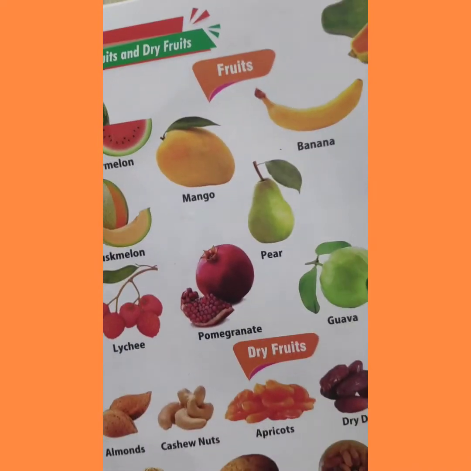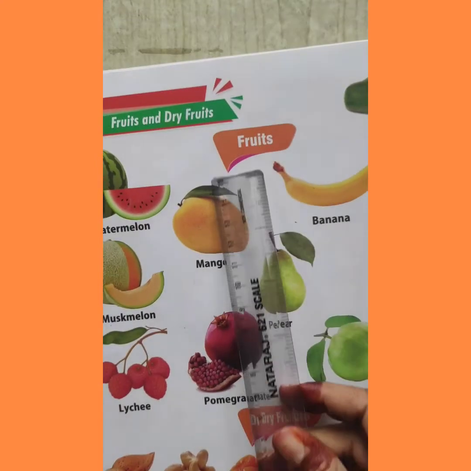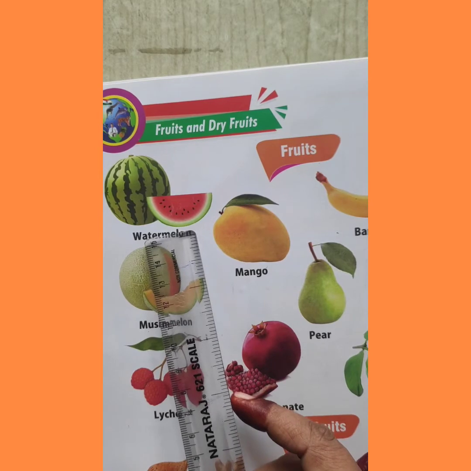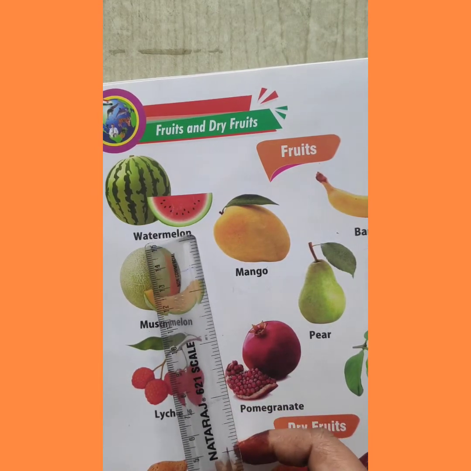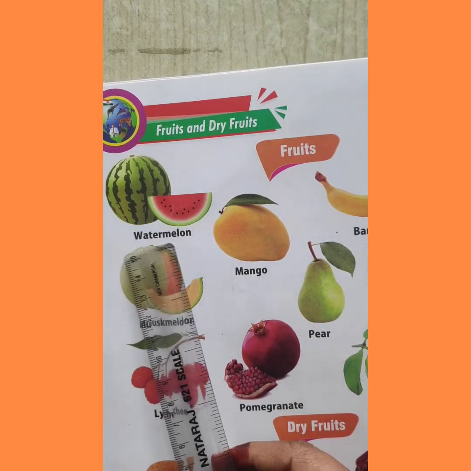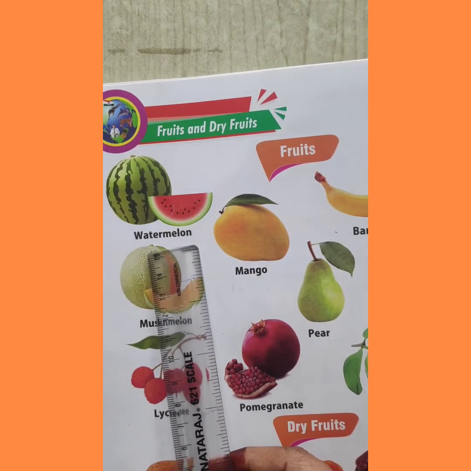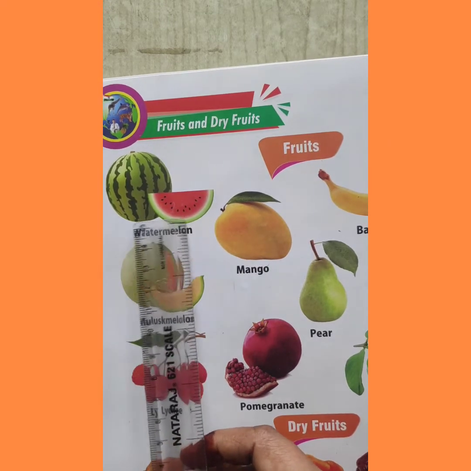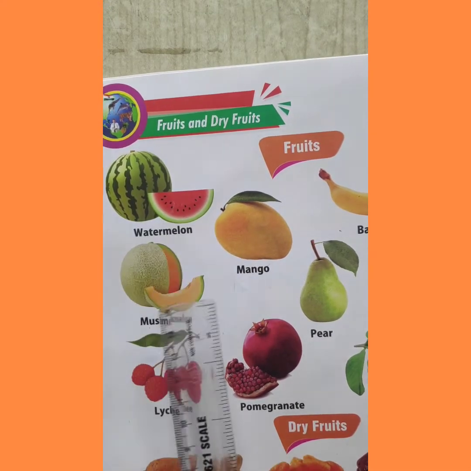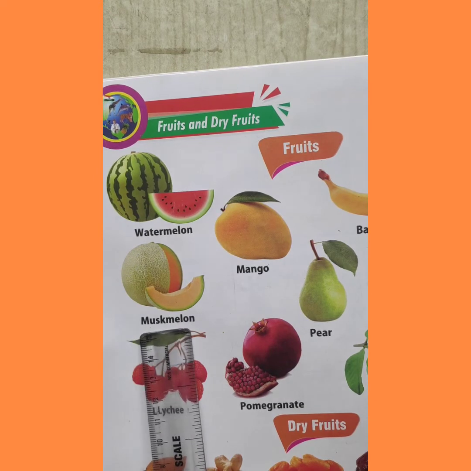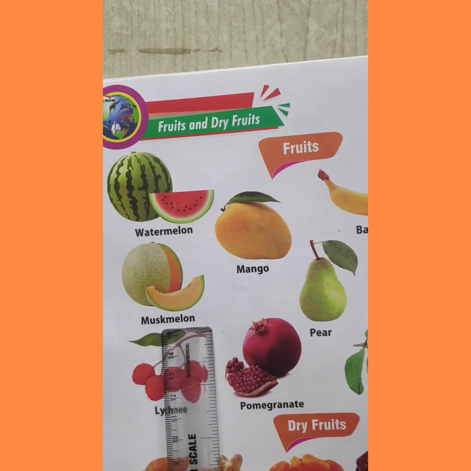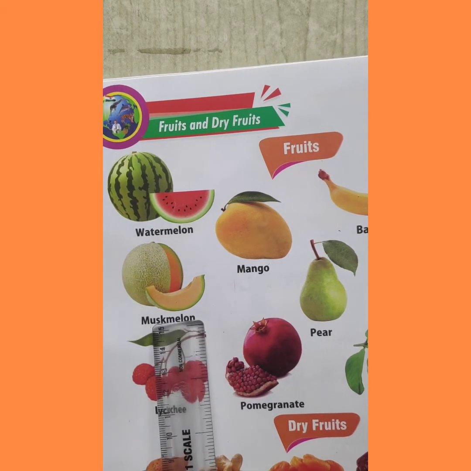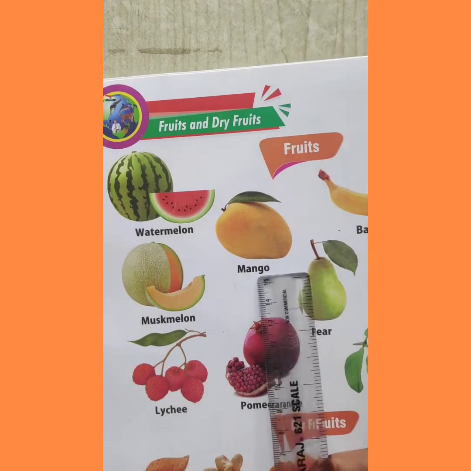These are fruits and these are dry fruits. Fruits means phal. Now, which fruit is this? This is watermelon. Watermelon means tarbuz. Musk melon. Musk melon means kharbuj.